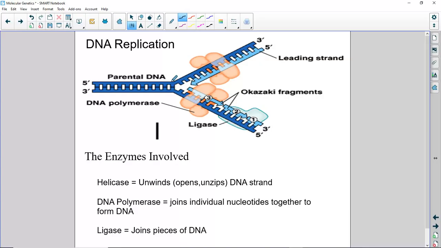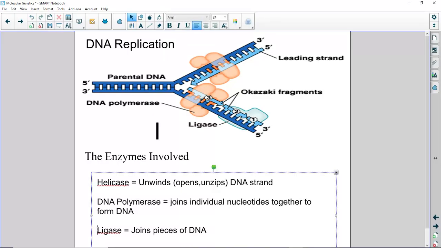To complete replication, an enzyme called DNA ligase. It is important to put that in because there is an RNA ligase too, so let's give you that much specificity. DNA ligase joins the molecules together. Helicase, polymerase, ligase.